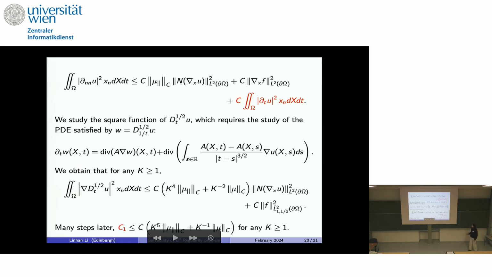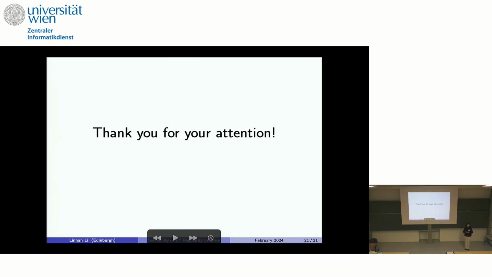So many steps later, we are able to show that the C1 that I showed in the beginning is bounded by this quantity for any k, and it can be taken as small as possible if we choose k sufficiently large. And I will end my talk here, and thank you for your attention.